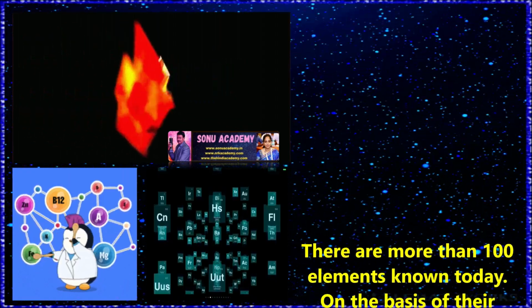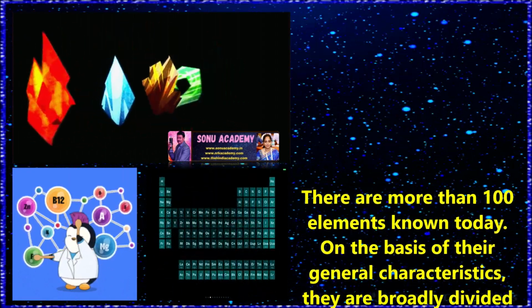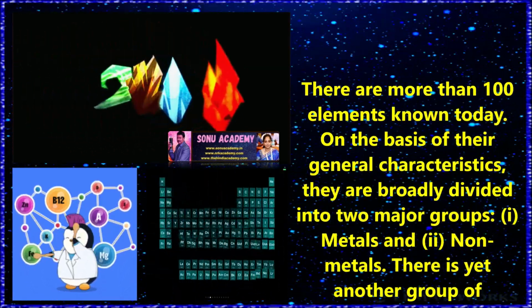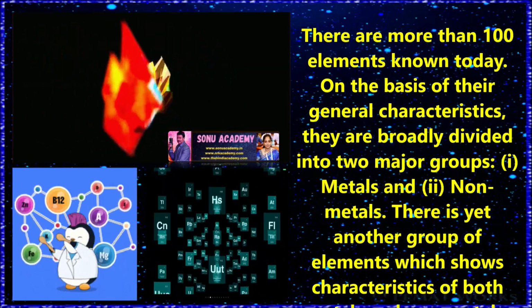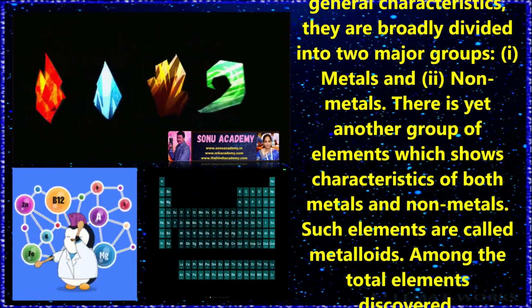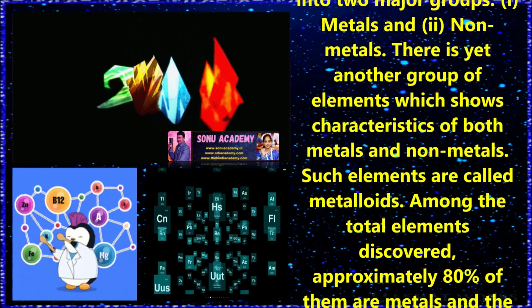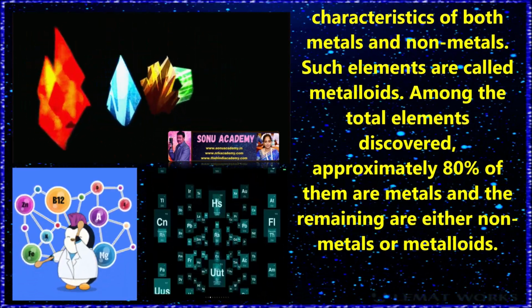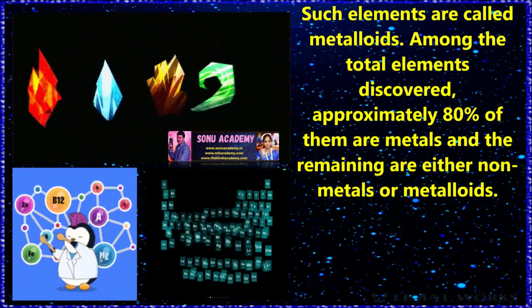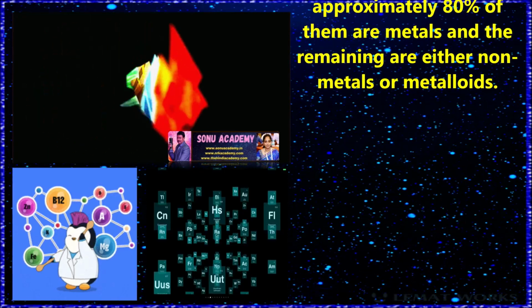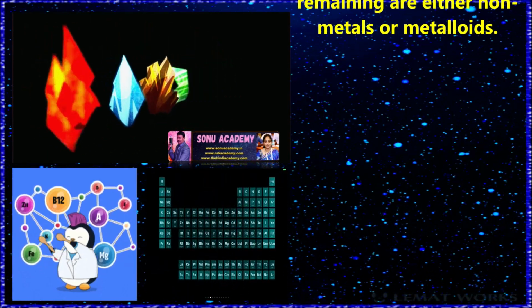Children, there are more than 100 elements known today. On the basis of their general characteristics, they are broadly divided into two categories: metals and non-metals. There is yet another group of elements which show characteristics of both metals and non-metals. Such elements are called metalloids. Among the total elements discovered, approximately 80% are metals and the remaining are either non-metals or metalloids.